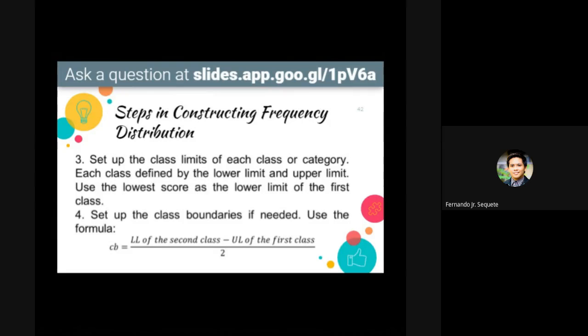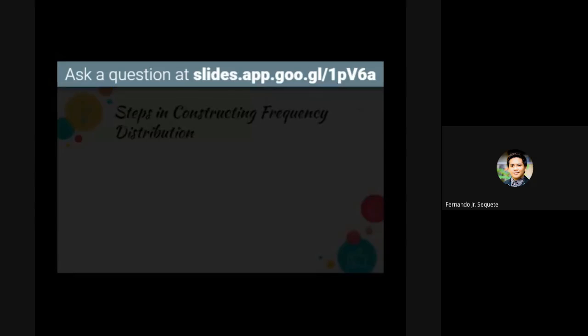Set up the class boundaries if needed. Use the formula. Kung kinakailangan yung class boundaries, kung hinihingi yung class boundaries, all you have to do is to get this one. You have to use this formula. Okay, so that is the class boundaries. Kung kailangan lang ha, kung kailangan kunin natin siya.